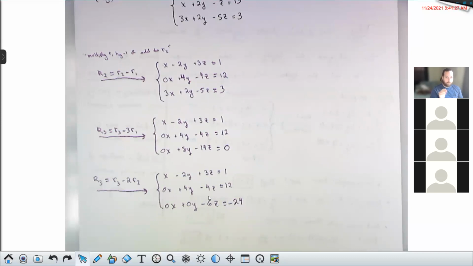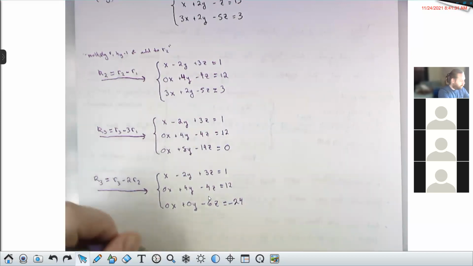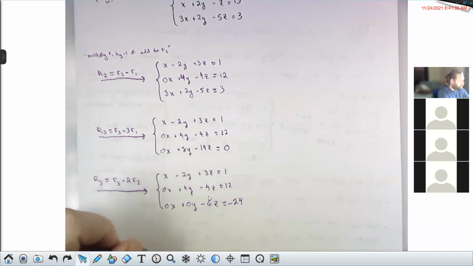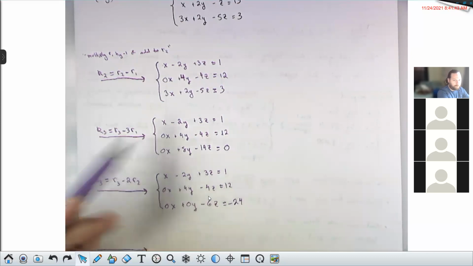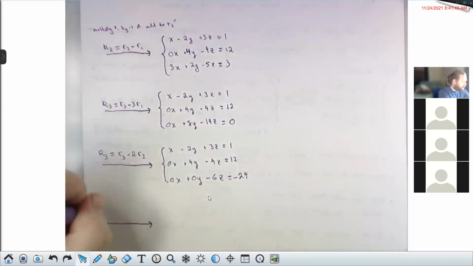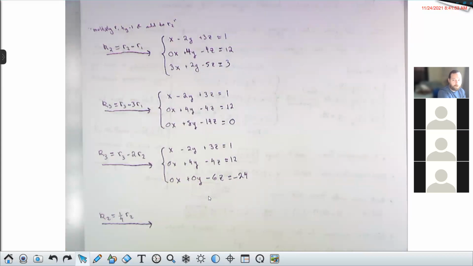Now there are two other little row ops we could do to clean things up if we wanted. And I'll do them both in a single step. Row 2, everything is divisible by 4. I've got a 4y, negative 4z, and 12. So if I want to, I can clean up row 2 by dividing everything by 4. In other words, I'm going to multiply through row 2 by 1/4.